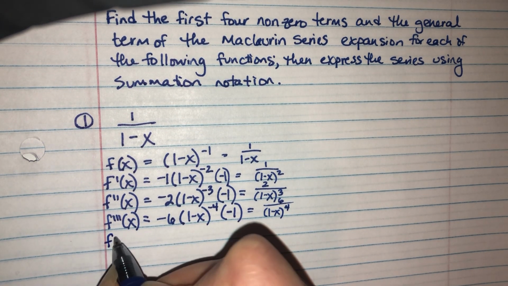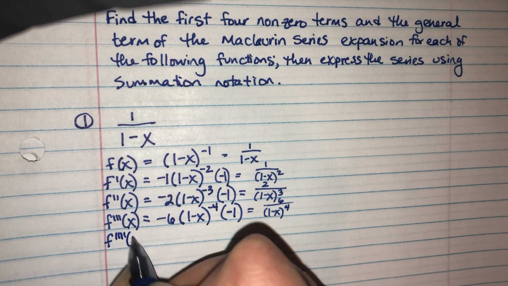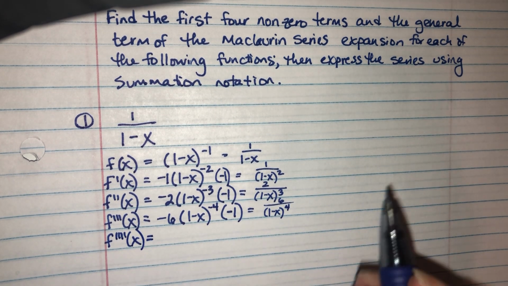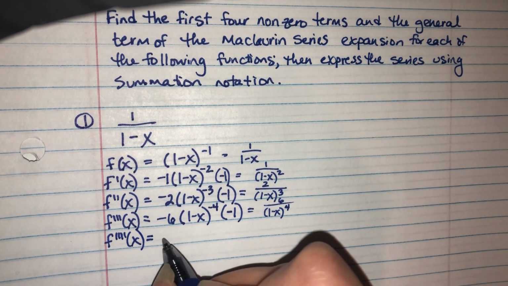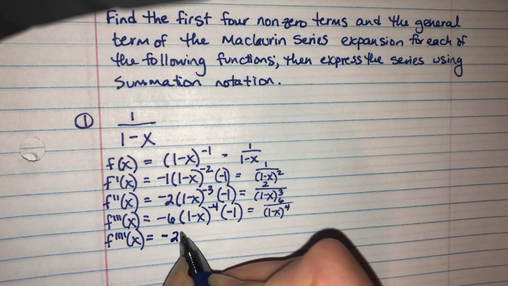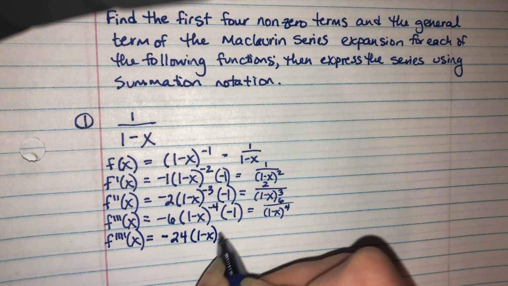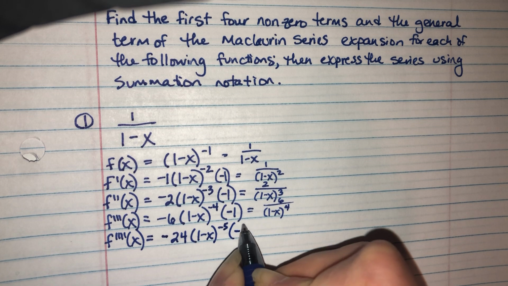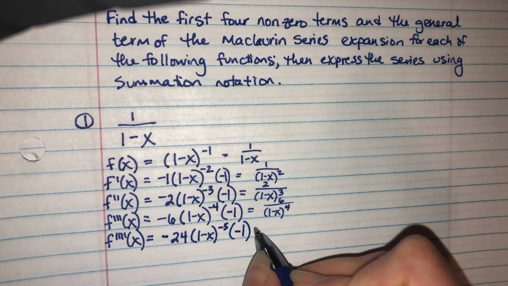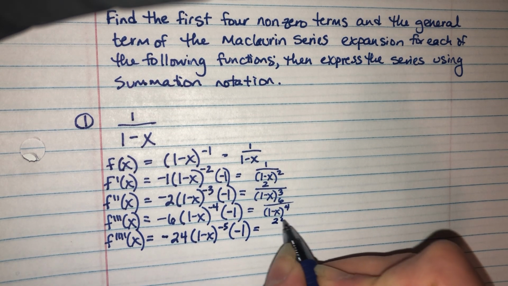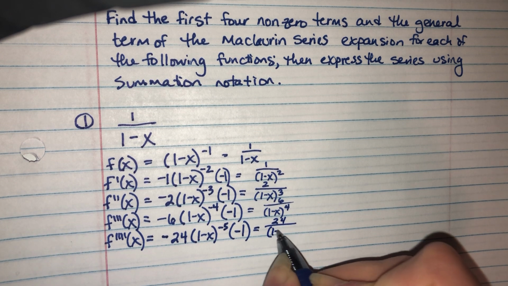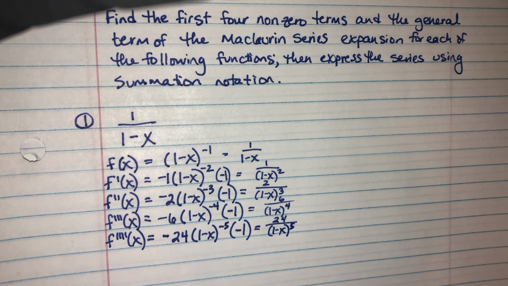And now we're going to need the fourth derivative. So this is going to be -4 times 6, which gives me -24 times (1 minus x) to the -5th, times the derivative of the inside function, -1. So I have 24 over the quantity (1 minus x) to the 5th.